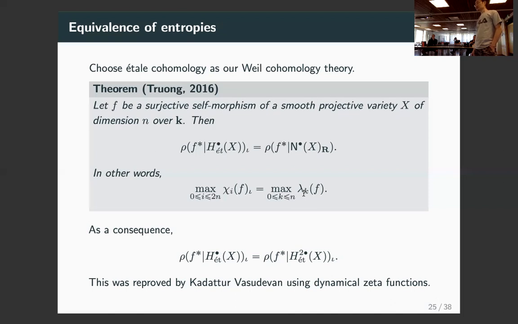But as a consequence, the spectral radius of the pullback on the total cohomology ring is the same as the spectral radius on the cohomology groups of even degree, so on this H2 dot X. This equality has also been reproved by Kalacher and Vastenberg using dynamical zeta functions some 4 years ago.